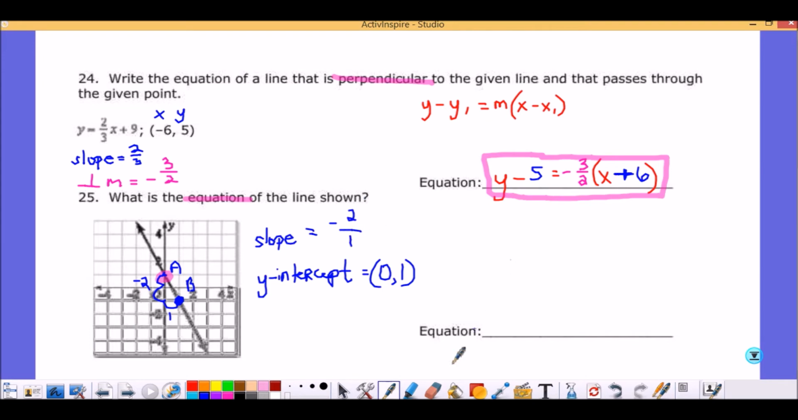So the equation is going to be in the y equals mx plus b form. So my equation will be y equals, now my slope, which is -2 over 1, x, and then plus my b, which is +1. So my final equation is y equals -2x plus 1.